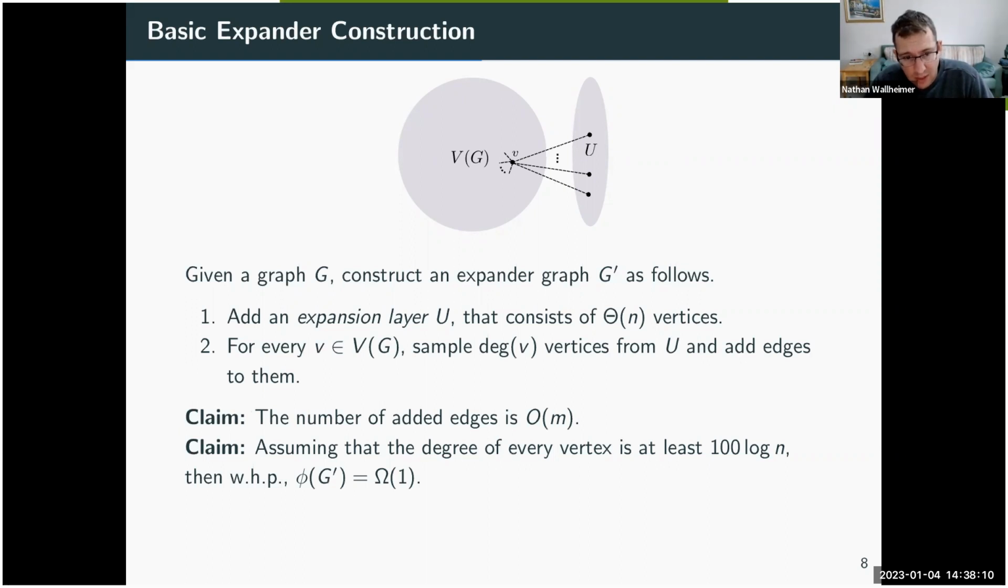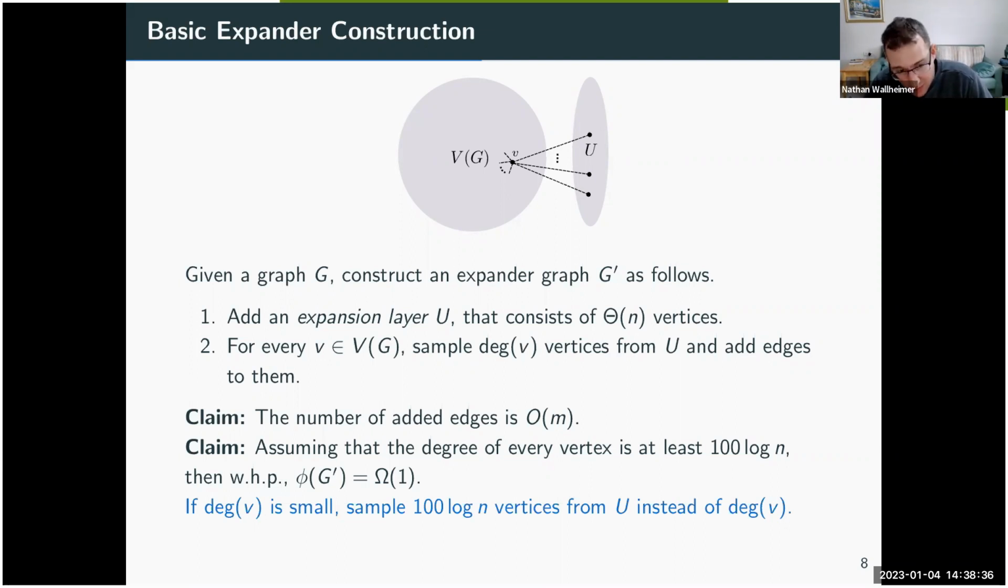So it's not hard to see that the number of added edges is order of M. It's simply the sum of the degrees. And we prove that assuming that the degree of every vertex is at least, let's say, 100 log n, then with high probability, the conductance of G prime is a constant. I want to note that we can also deal with graphs where there are vertices of small degree. If the degree of a vertex is smaller than 100 log n, we will just sample 100 log n vertices from U instead of the degree of V. Then the blow up in the number of edges might become n log n.